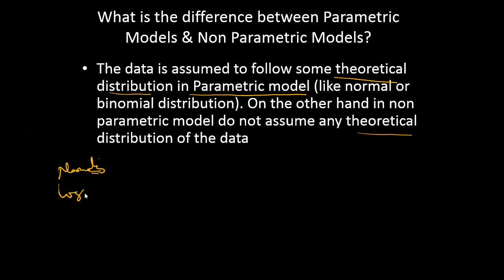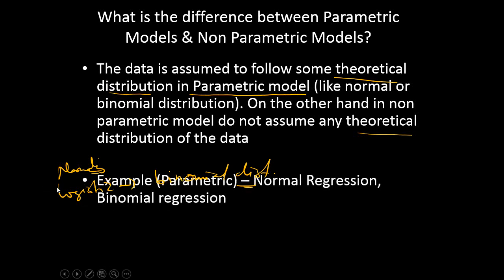whereas in logistic regression there is an assumption of binomial distribution. So these two models, your multiple regression model and the logistic regression model, come under parametric models. But there are models where there is no such assumption. The algorithm itself finds out what exactly the actual distribution of the data is from the data, without assuming it beforehand. Those models are known as non-parametric models.